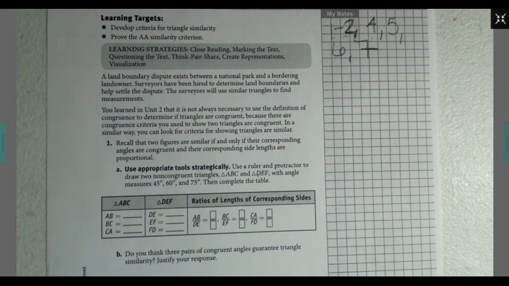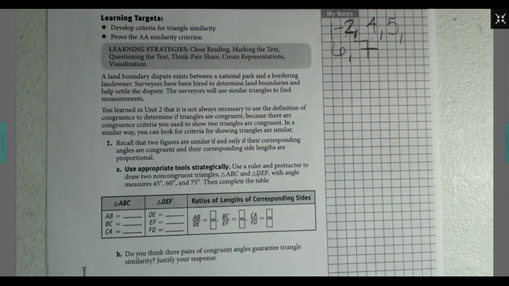You learned in Unit 2 that it is not always necessary to use the definition of congruence to determine if triangles are congruent, because there are congruence criteria you use to show two triangles are congruent. In a similar way, you can look for criteria for showing triangles are similar.